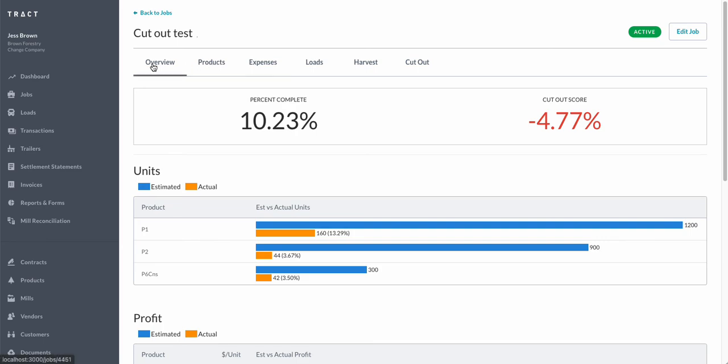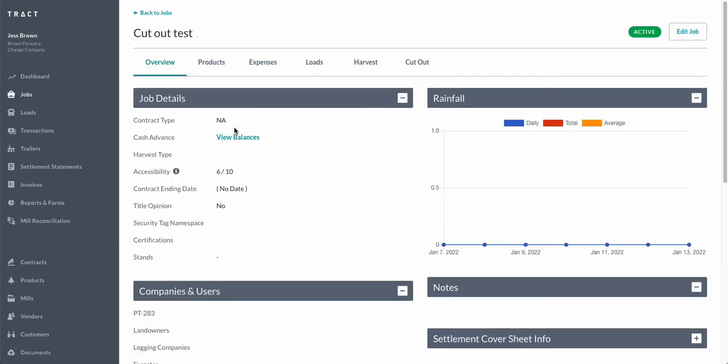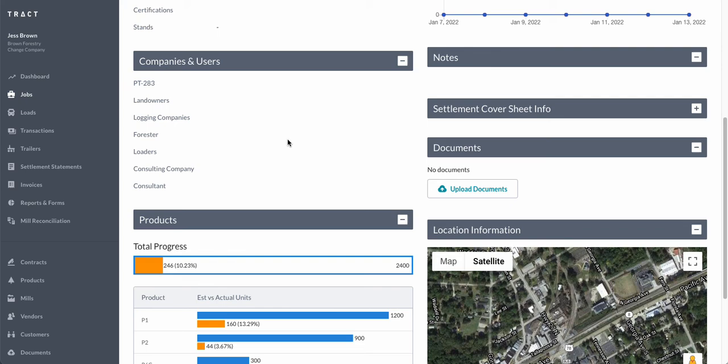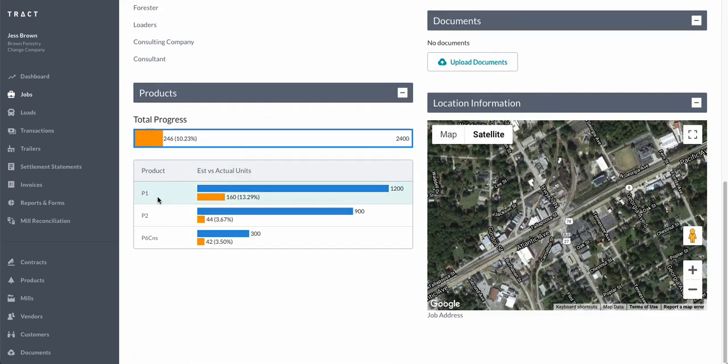One other thing is if we flip over here to the overview. We've updated this section. Before we had each product and destination, but now we're just going to sort it by product, so we give you a little better view. And this is that same chart that's on the cutout page, but we've also given you a little progress bar with your percent complete of the total cutout. So 10% out of 2,400, 246 units.